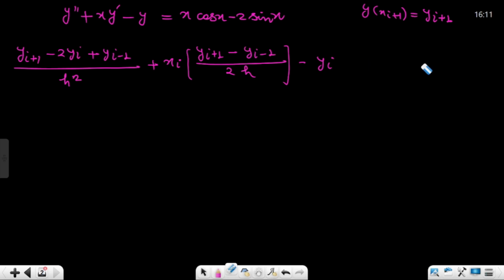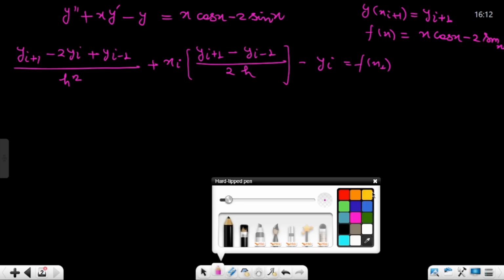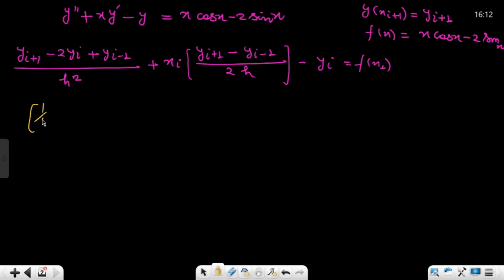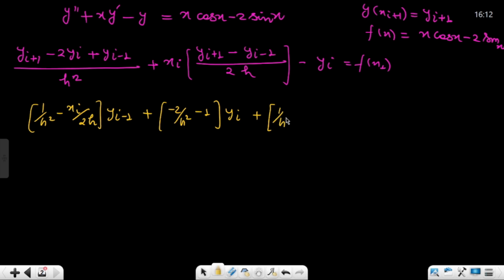Instead of writing this, I will just write f of xi. So I will consider that f of x is equal to x cos x minus 2 sin x. Now I'm going to separate all these values. Then I find 1 upon h square minus xi upon 2h, into yi minus 1, which will be the lower diagonal of the tridiagonal matrix system, plus minus 2 upon h square minus 1, which is the coefficient of yi, plus 1 upon h square plus xi upon 2h, yi plus 1, is equal to f of xi.